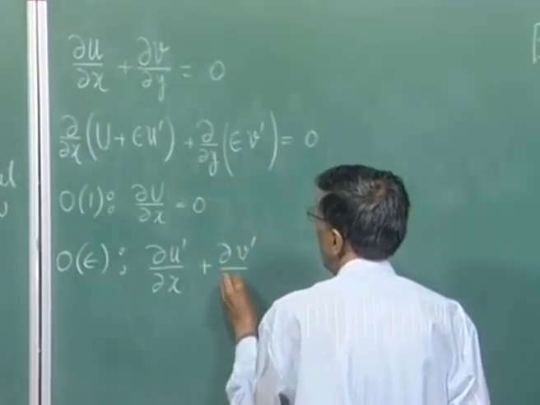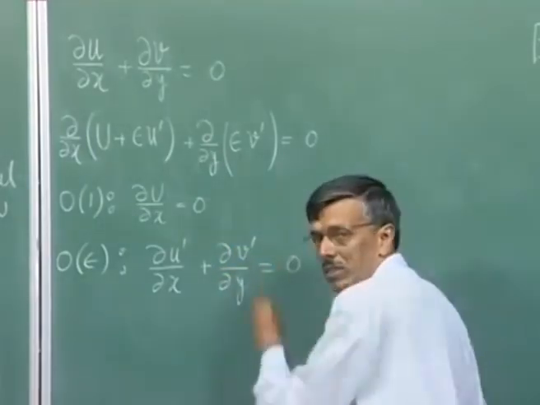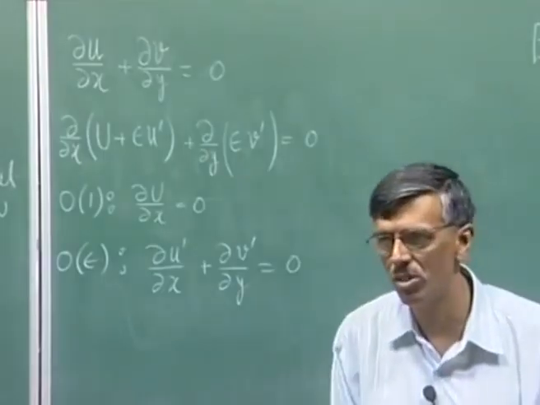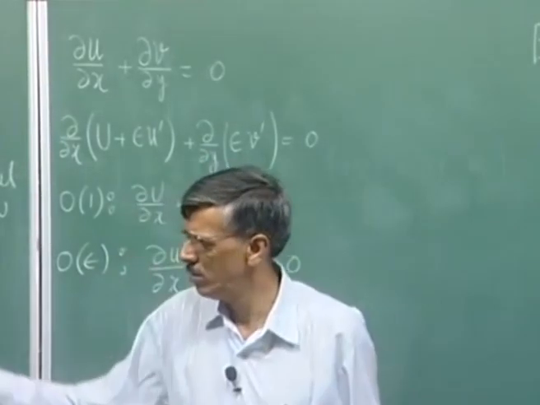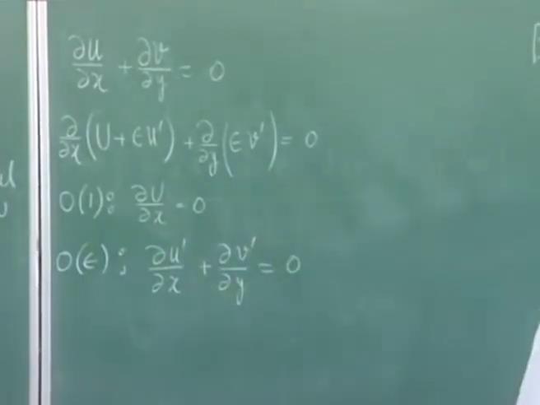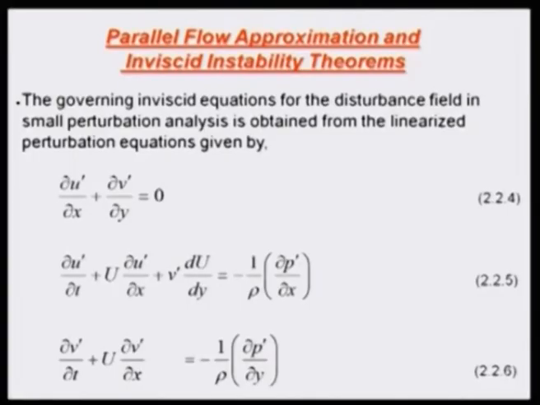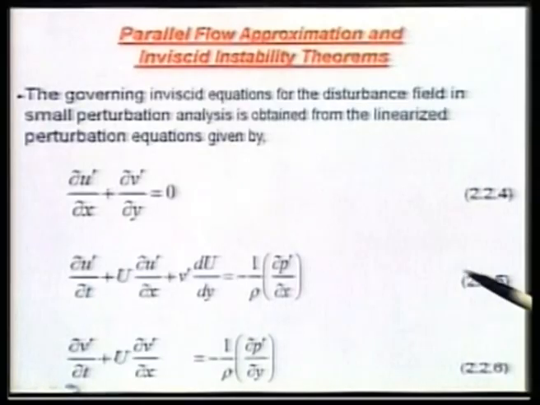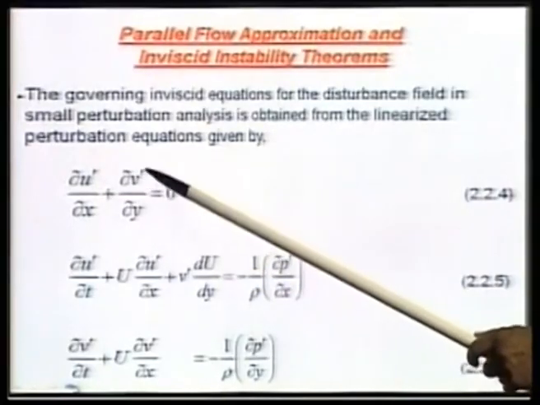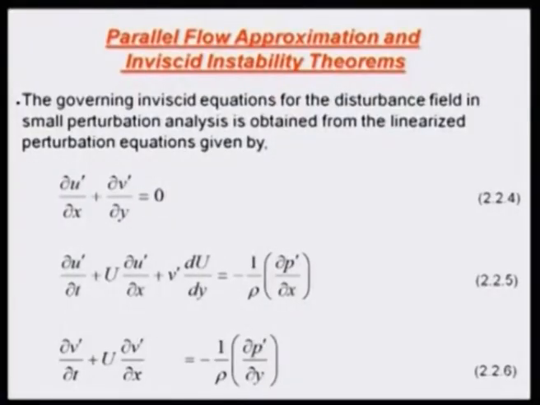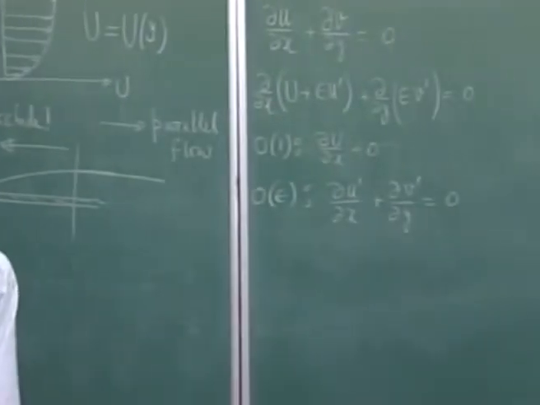I have just factored out the epsilon. It is multiplying each one of the terms. And that is what you see in the slide there, that mass conservation equation gives you this. So, the perturbation quantities satisfy the mass conservation in this form. That is what we have derived here.